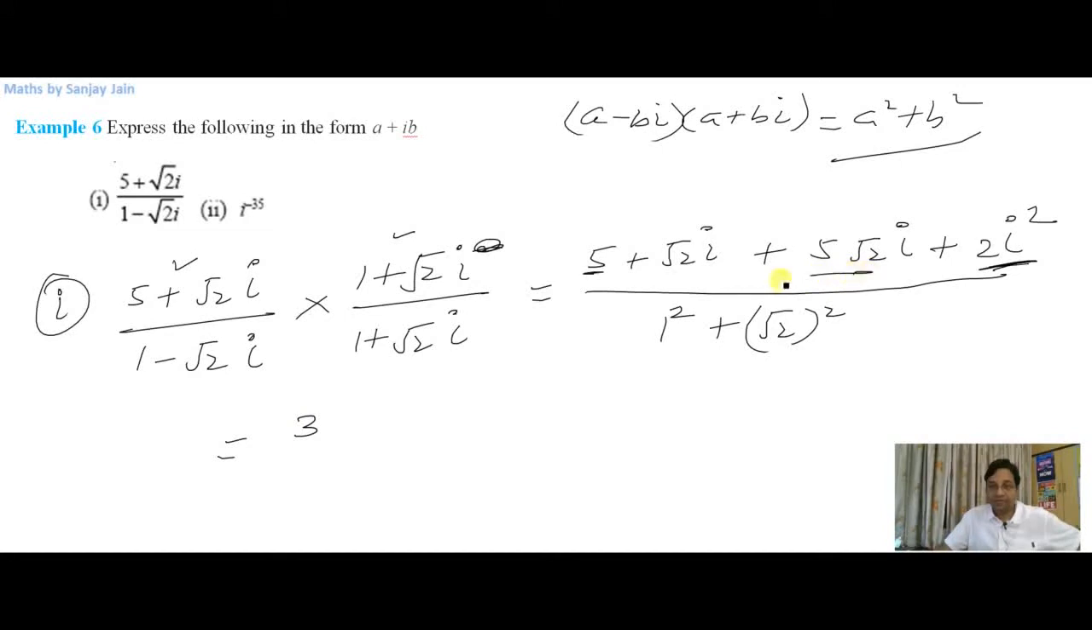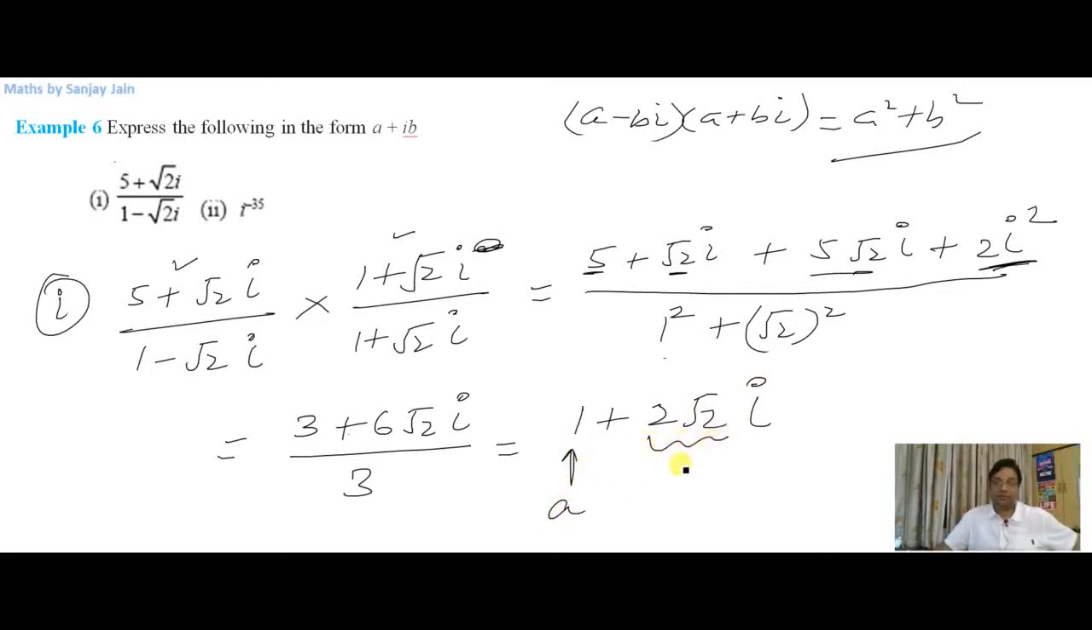and this is 5 root 2 and this is 1 root 2, okay, so 6 root 2 plus 6 root 2 iota divided by 1 plus 2, that is 3. So we can simply cancel this 3 also. 1 plus 2 root 2 iota. This is a, this is your b.